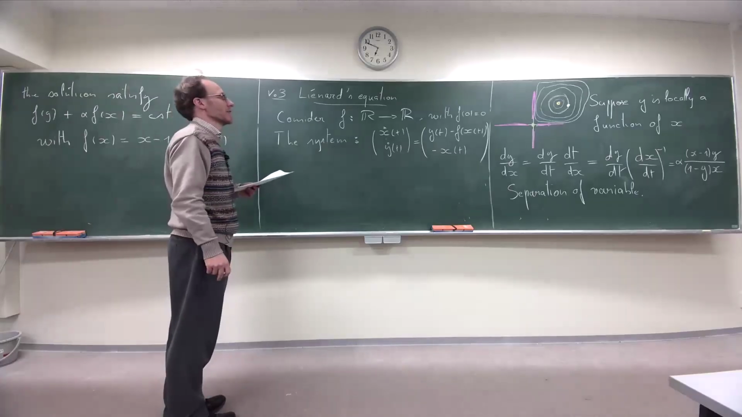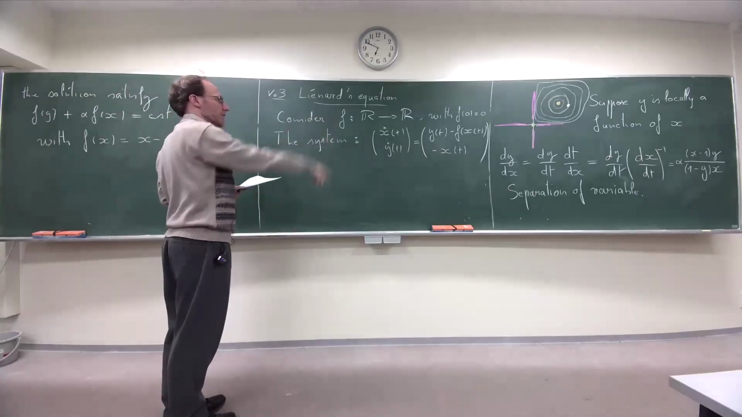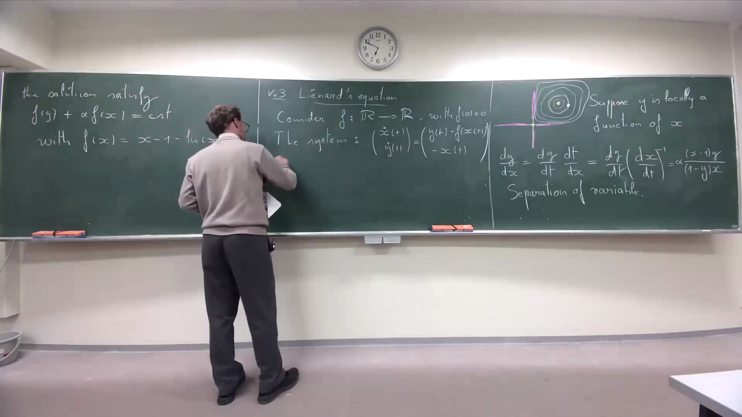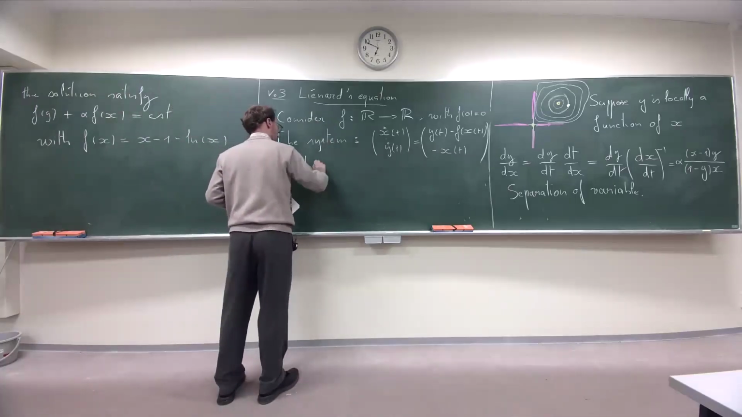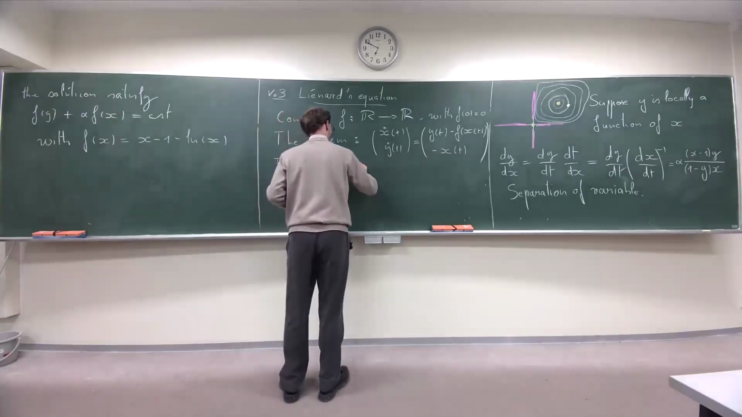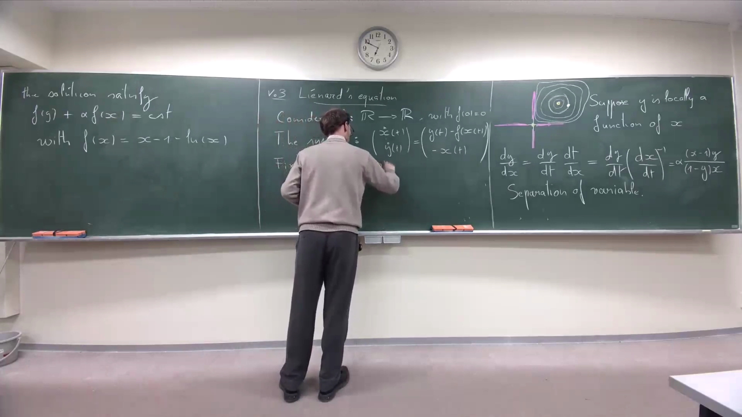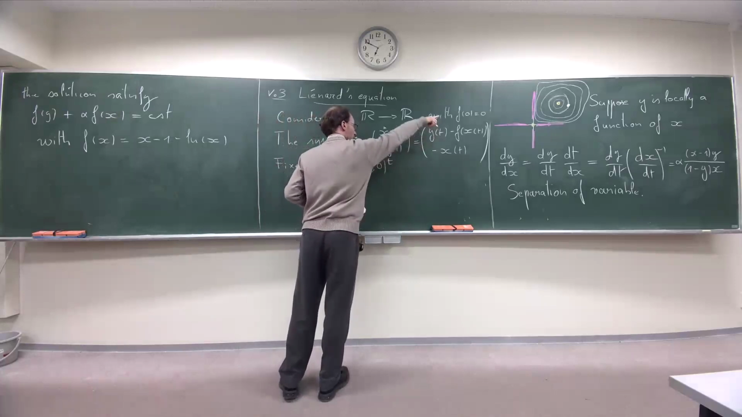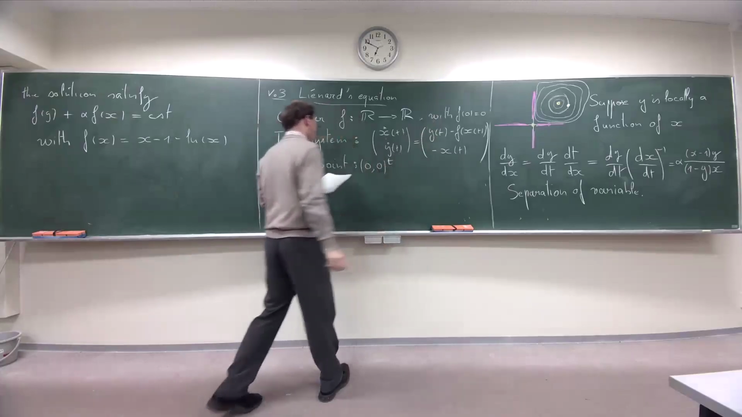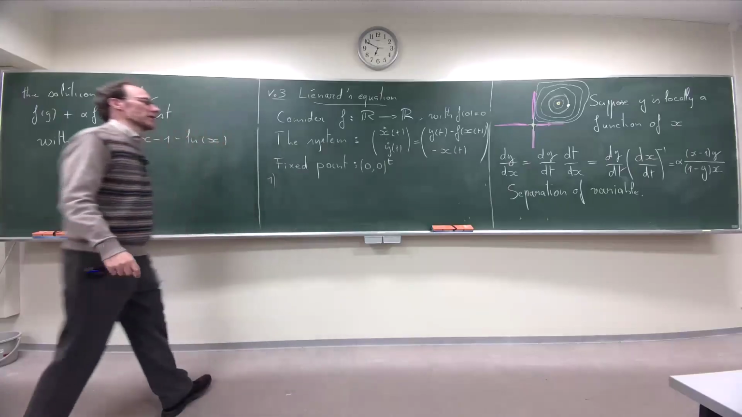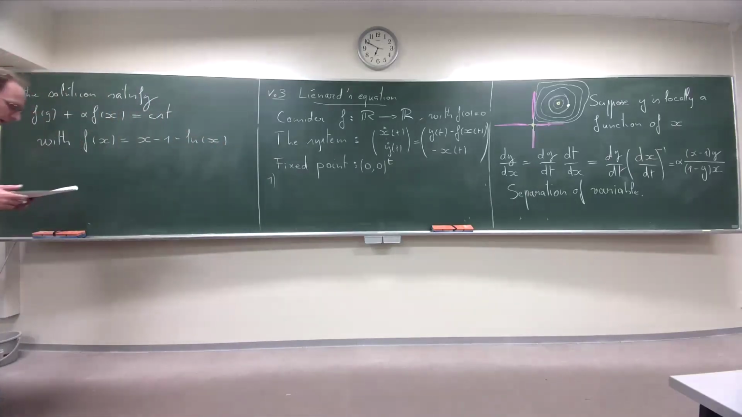Okay, so this is the system we consider, and f is a function of one variable. The fixed point is 0, 0 again. You can check that 0 is a fixed point. You use this condition on f, 0 is the fixed point. And now we are going to do the analysis around this fixed point, and we will learn something.